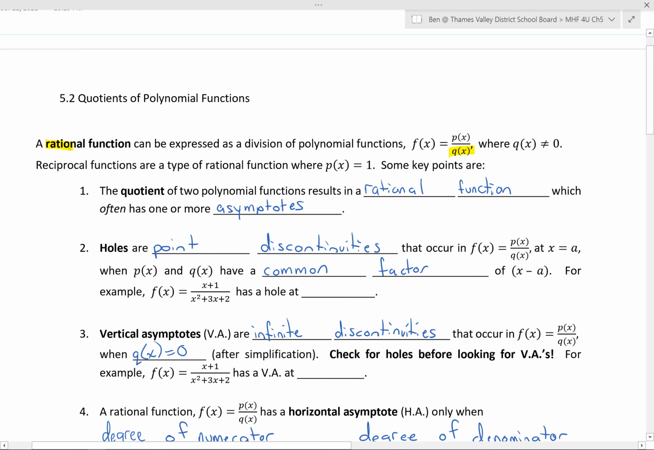Now, a rational function, though, will also have a polynomial in the numerator. So you'll have a polynomial in the numerator divided by a polynomial in the denominator every time. That's what makes up a rational function.